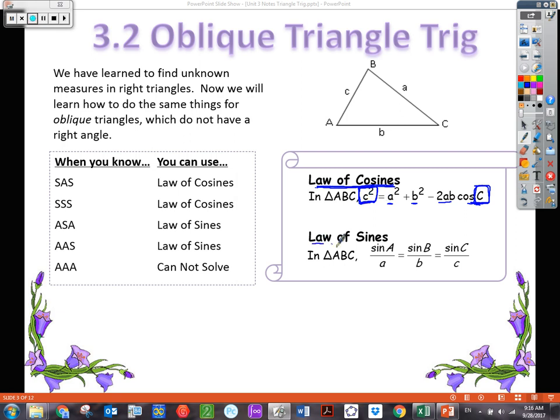Law of sines. This works in any triangle as well. There are basically some ratios that are set up as proportions. So we have sine of angle A over the opposite side, side a, is equivalent to sine of angle B over the opposite side b, which is also equivalent to sine of angle C over c. This one seems to be easier for students to remember. I guess it's just straightforward, a fraction with sine A over a, etc.